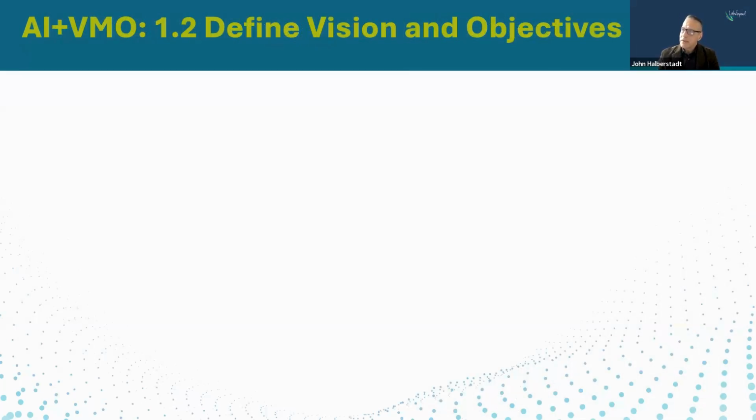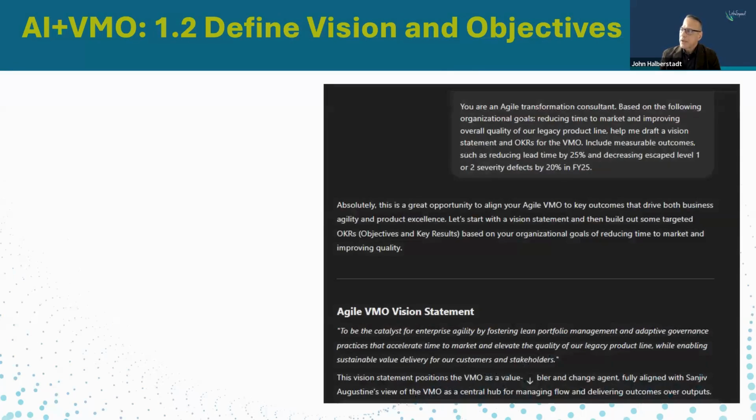The next in the first 30 days is how do we start defining vision and objectives? So in this context, I've provided: you're an agile transformation consultant, based on the following organizational goals: reducing time to market, improving overall quality of our legacy product line, help me draft a vision statement and OKRs for the VMO, include measurable outcomes such as reducing lead time by 25% and decreasing escaped level 1 or 2 SEV defects by 20% in fiscal year 25.